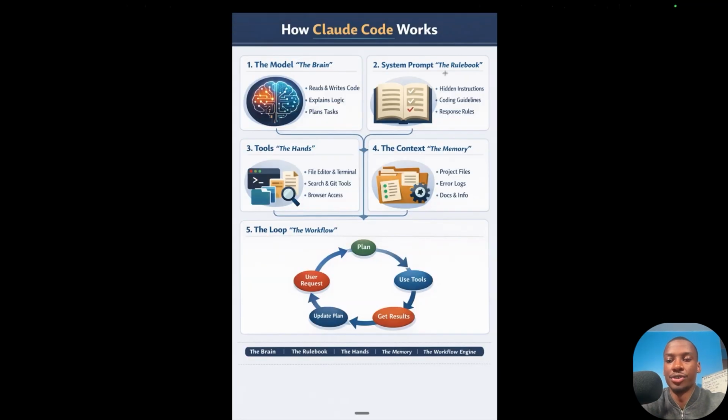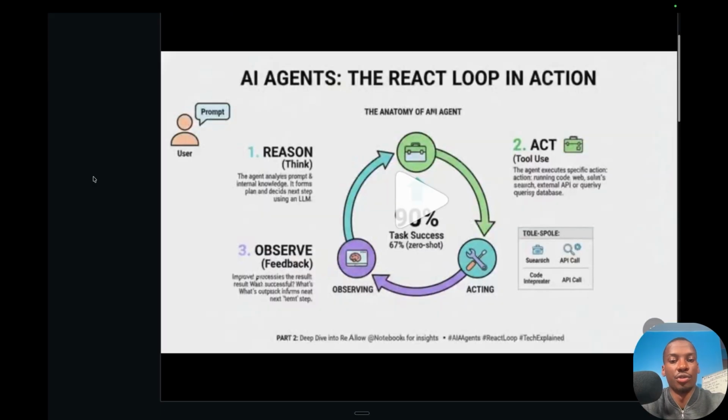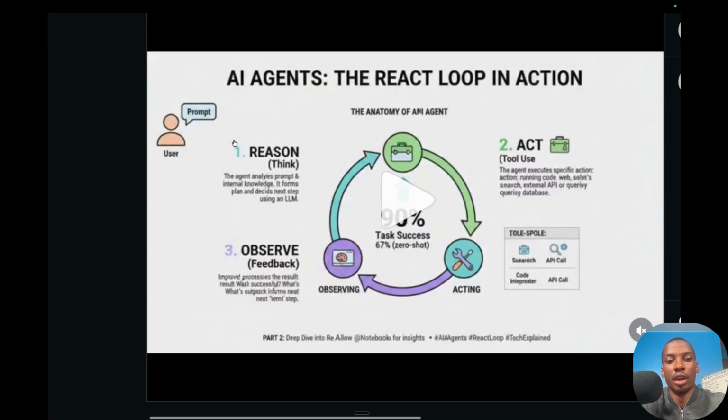So the loop is also called the agent harness. And basically what this is, it's what allows Claude to work for extended periods of time. And this is based off of the ReAct loop. And so the ReAct loop is basically this. It's called ReAct because of the RE in reason and then the ACT in act.